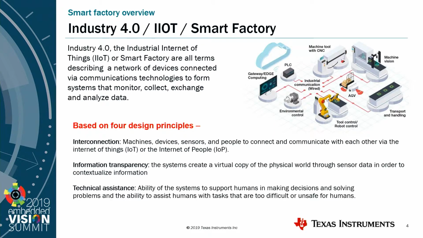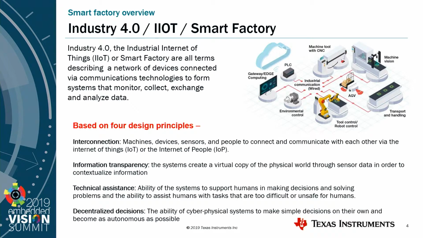Third is technical assistance. Here, the system should be able to assist humans in making decisions and solving problems, as well as assist them in doing tasks that are difficult or unsafe for human beings. Finally, the fourth design principle is decentralized decisions, where the cyber-physical system should be able to make small decisions autonomously.